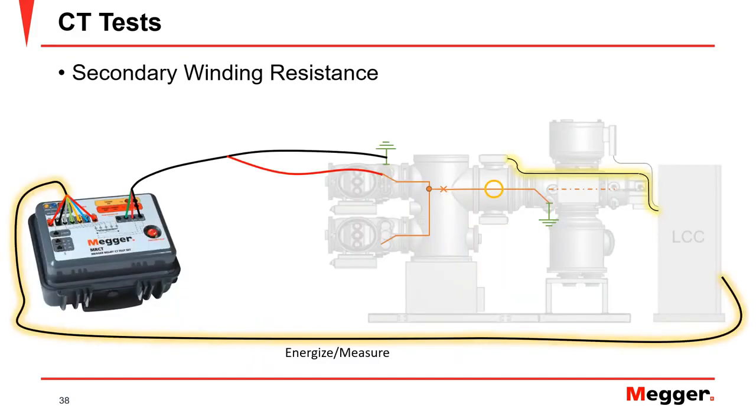Another test we can perform is secondary winding resistance. Again, we need access to the secondary connections through the LCC, as you can see in the slide. We'll inject a current on the secondary and measure the voltage drops. Again, with a unit like the MRCT, you'll be able to test a multi-tap CT in just a matter of minutes. We're leaving our primary connection just for safety. As you can see here, our ground link is removed, but we are connecting our primary lead as well, as the unit will ground this H1 lead during the test.